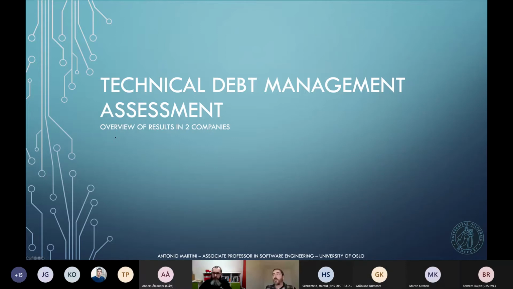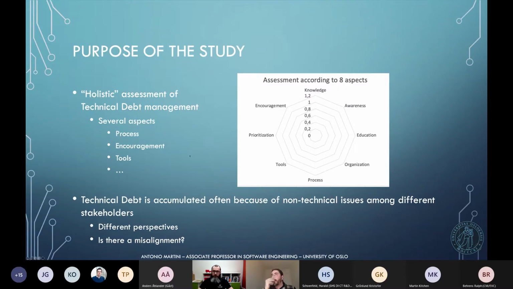We actually run this holistic assessment in 2 companies. We are still running that, but let's see what we found here. So the idea here is that we have a holistic assessment of technical debt management. So we have different aspects, 8.